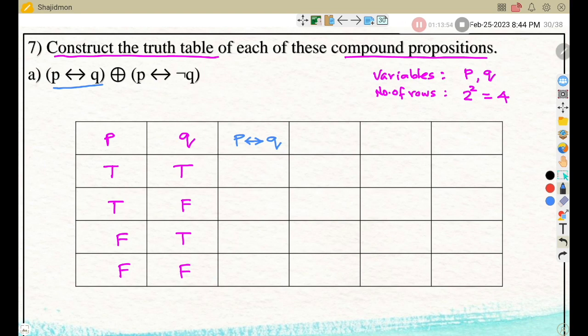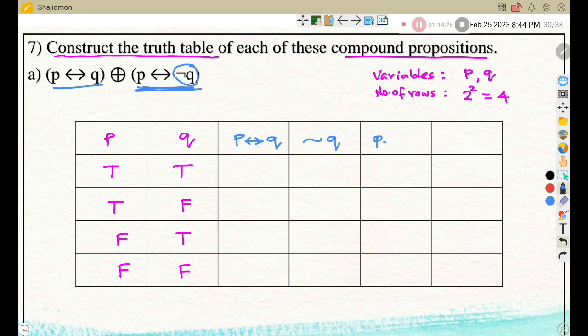After that, what do I want to do? I want to go to the second bracket. But for the second bracket, first we need to do negation Q. Then only we can go to that bracket. So first you do negation Q. You can use this symbol also. Negation Q. After that, this full bracket: P if and only if negation Q. Hope you understood. Because only when we finish negation Q can we do P if and only if negation Q. So that's why we did negation of Q first.